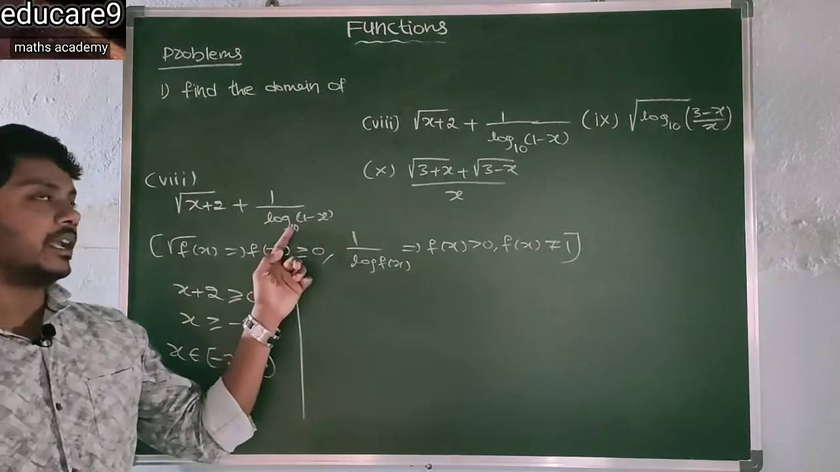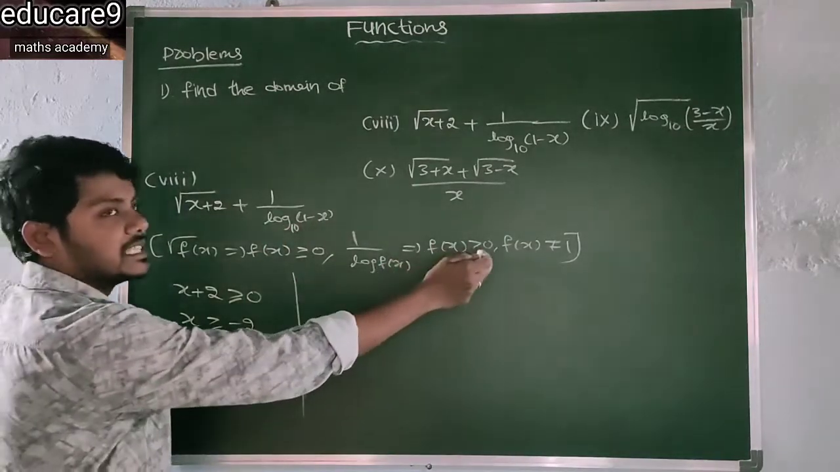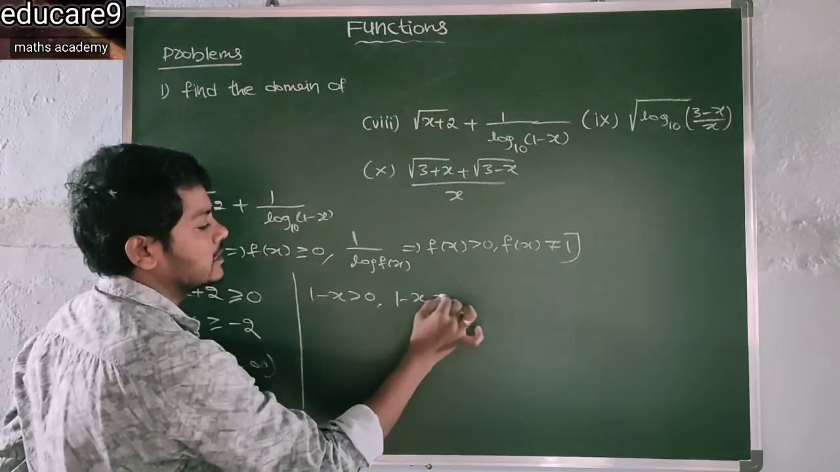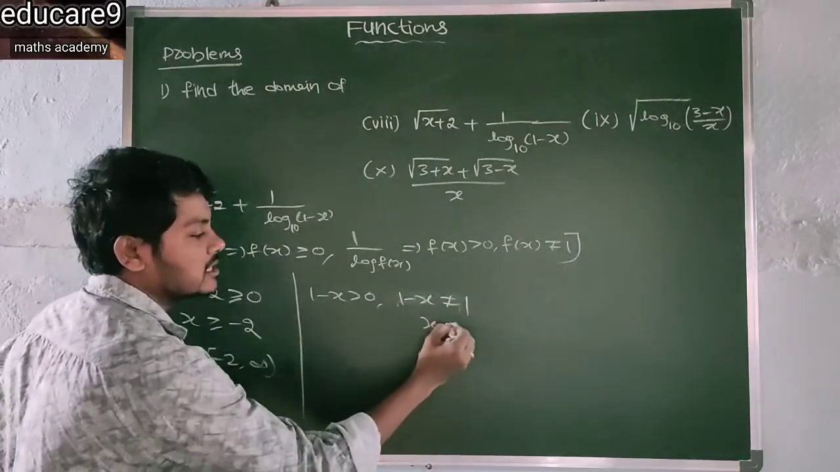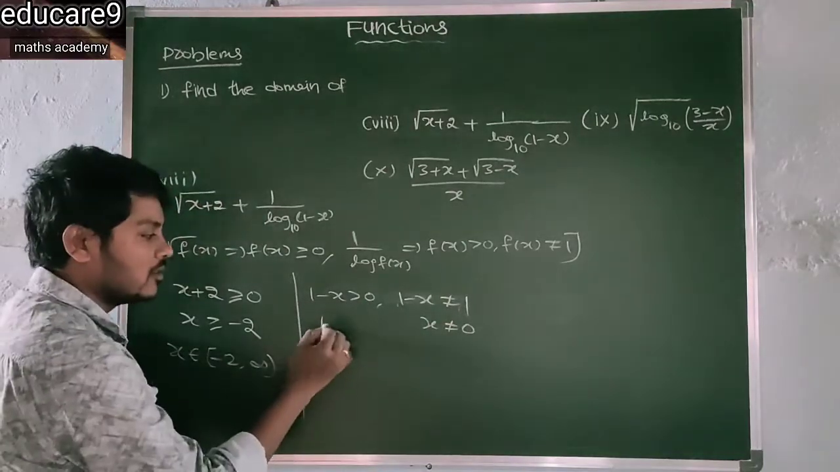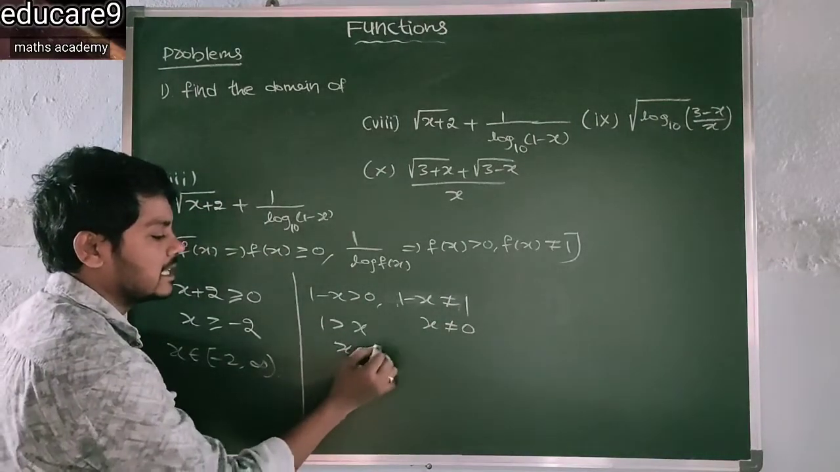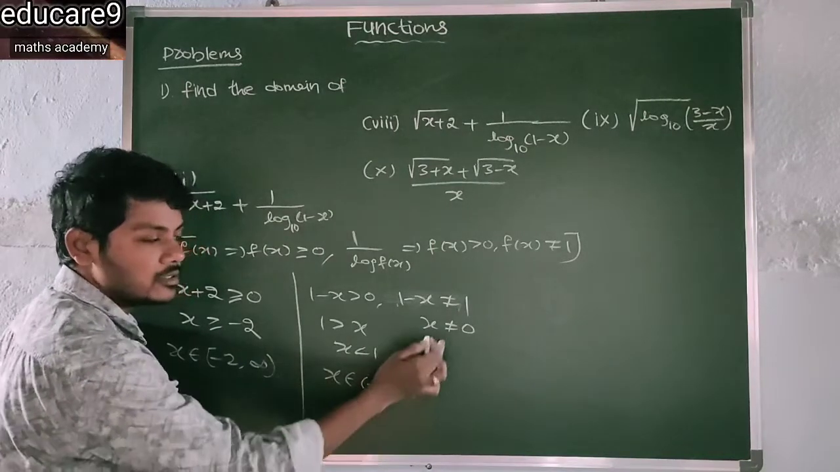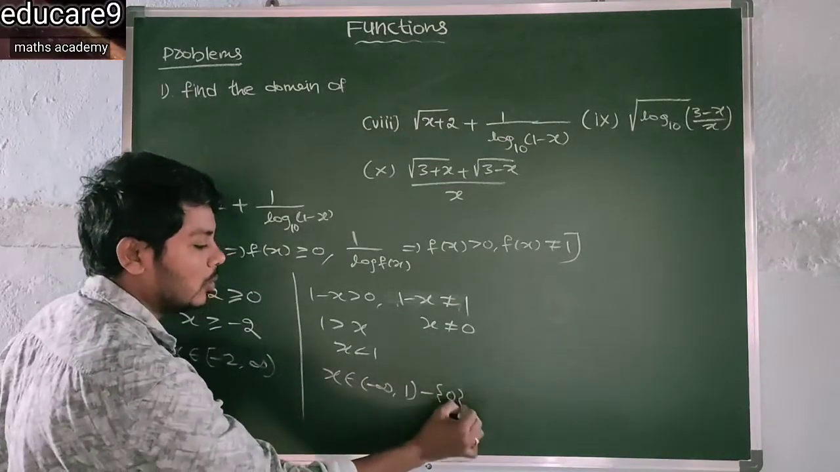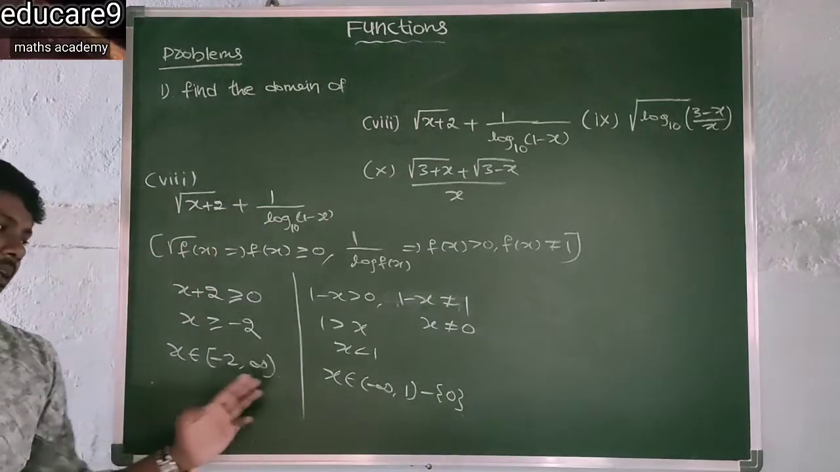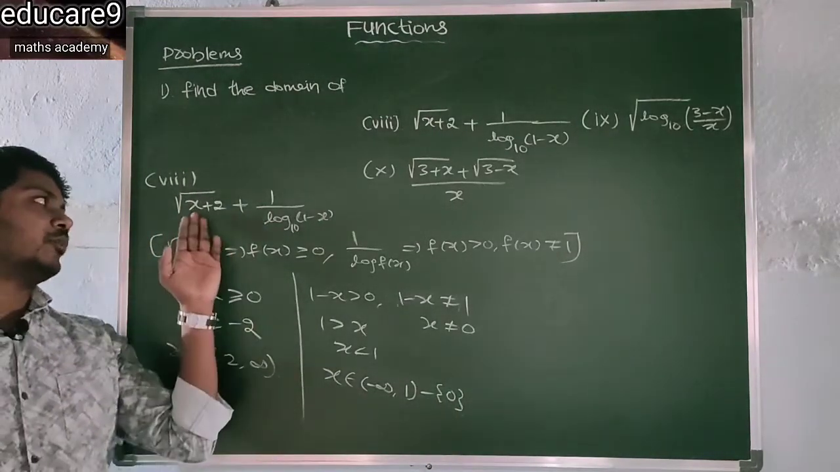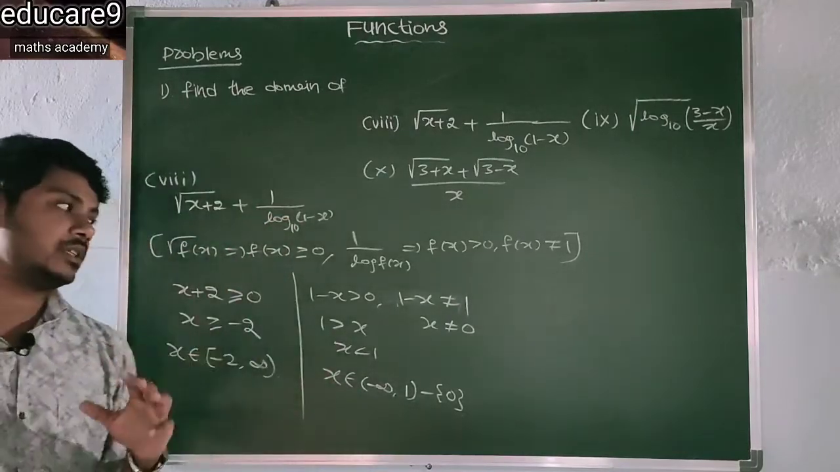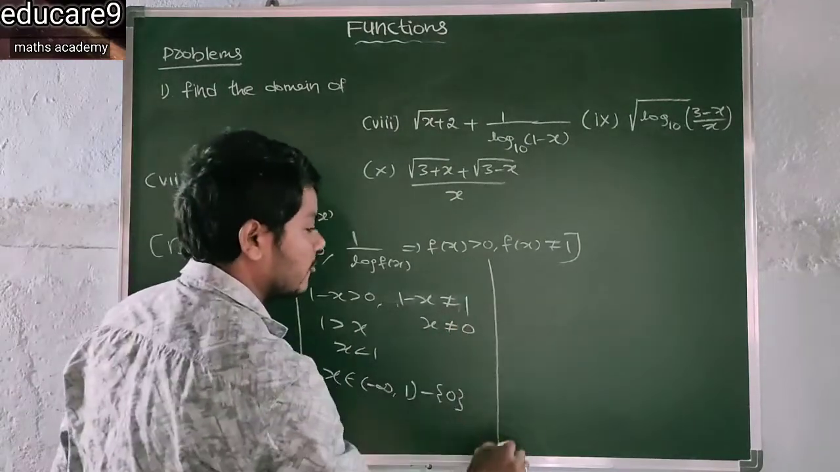And find the domain of this. f of x is greater than 0, that is 1 minus x is greater than 0, and 1 minus x is not equal to 1. Therefore x is not equal to 0 here. Here 1 is greater than x, x is less than 1. So x belongs to minus infinity comma 1, minus 0. Now take the intersection of these two, because the domain of f plus g is the domain of f intersection the domain of g. Now see here, find the intersection.